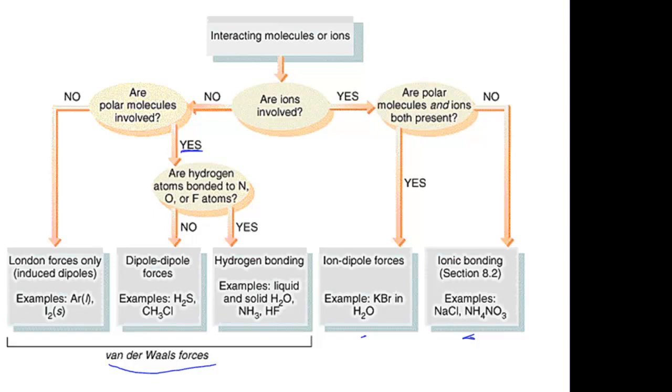If there is not an ion involved, then we're looking, is it polar or nonpolar? If it is polar, if we can answer yes to that question, we have 2 choices. If it involves hydrogen with either nitrogen, oxygen, or fluorine, then we have hydrogen bonding. If it's not hydrogen bonded to either nitrogen, oxygen, or fluorine, we end up with dipole-dipole forces. And if we answer no to the question, are polar molecules involved, then we're going to have London dispersion forces.